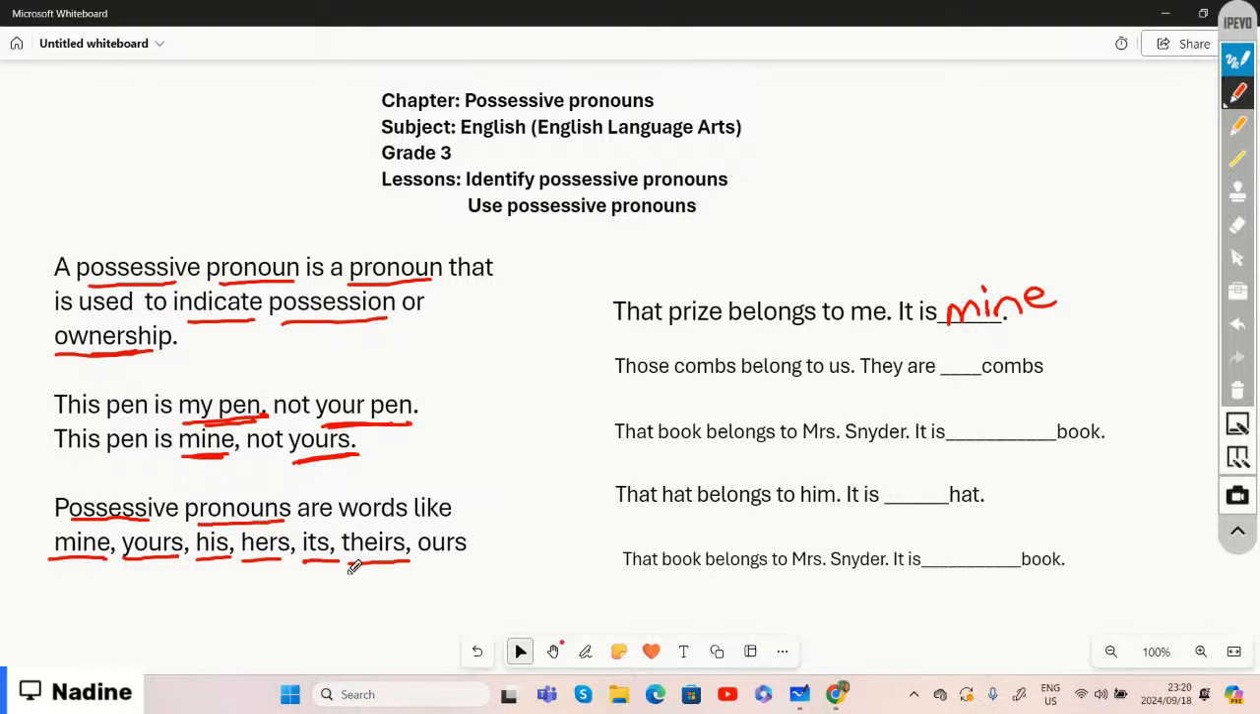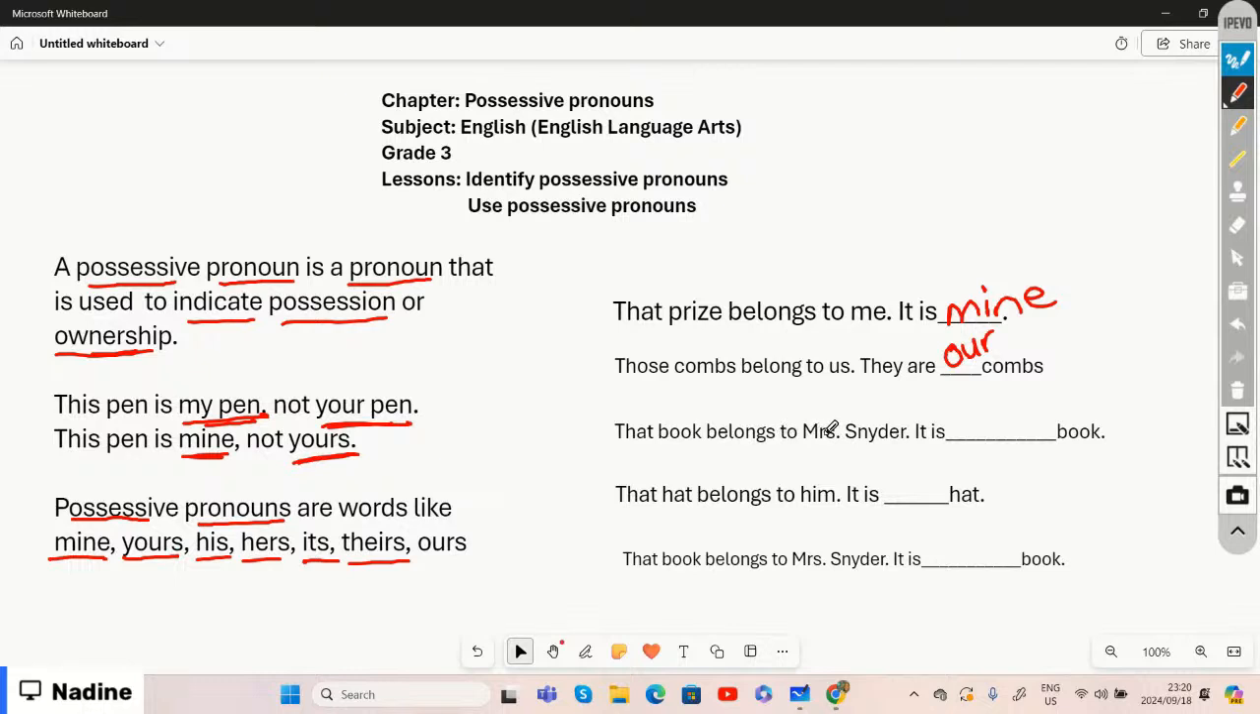All right, yes. So if we were to select the correct possessive pronoun, then we can say those combs belong to us. They are our combs. It belongs to us, so it's ours.